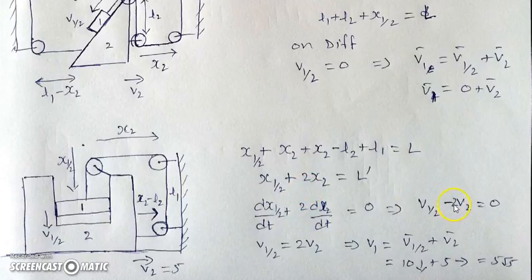On differentiating, we'll get this, and velocity of 1 again will be the vector sum of velocity of 1 with respect to 2 plus v2, 10 in the downward direction, 5. It is given that this wedge 2 is moving with velocity 5. We can get the value of v1 as 10. 10 will be downward, 5 will be right, and the resultant will be 5 root 5.